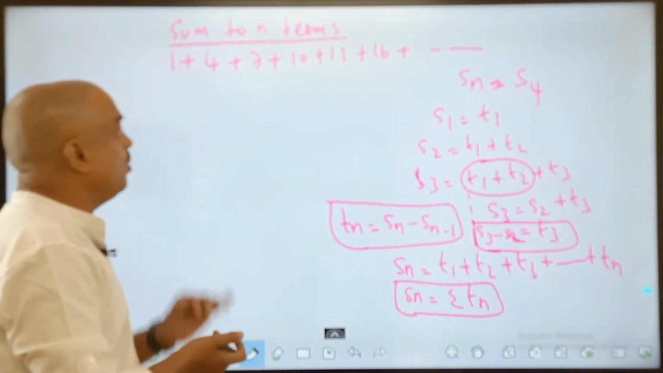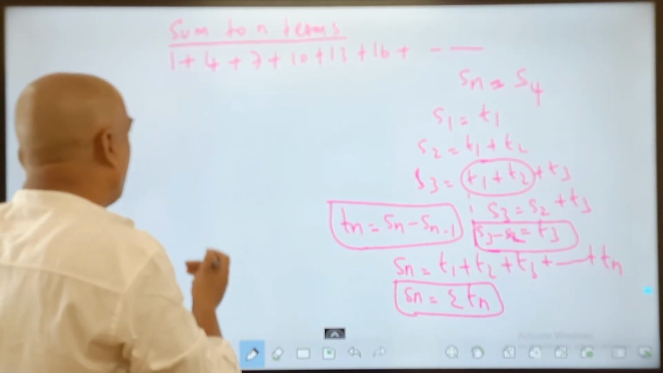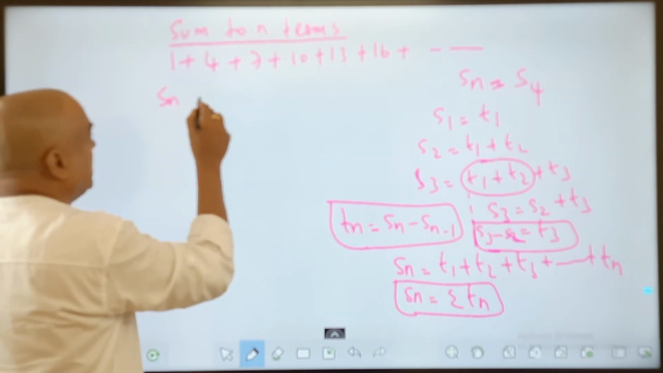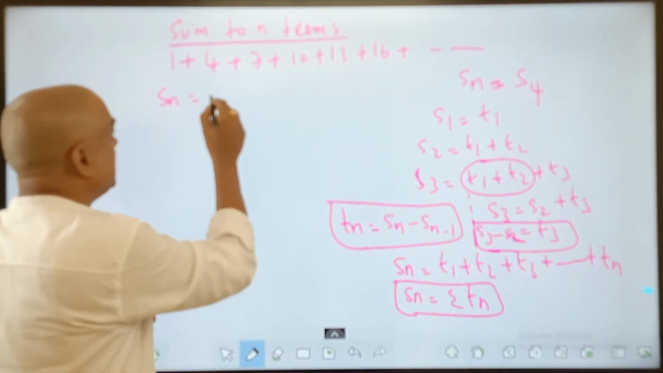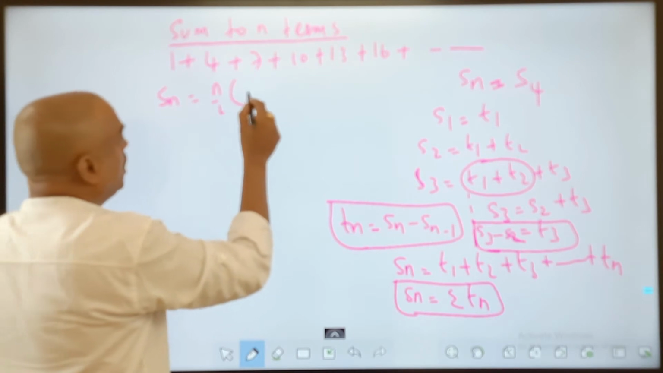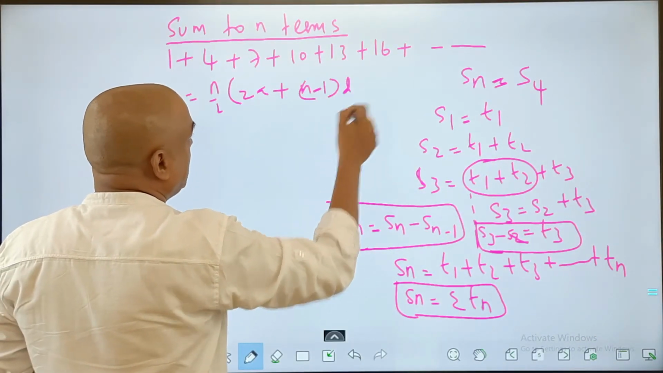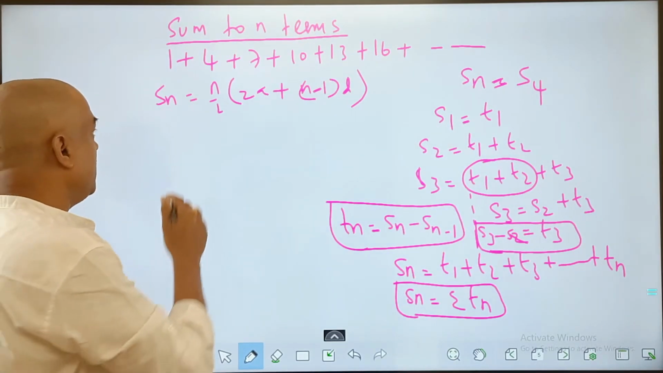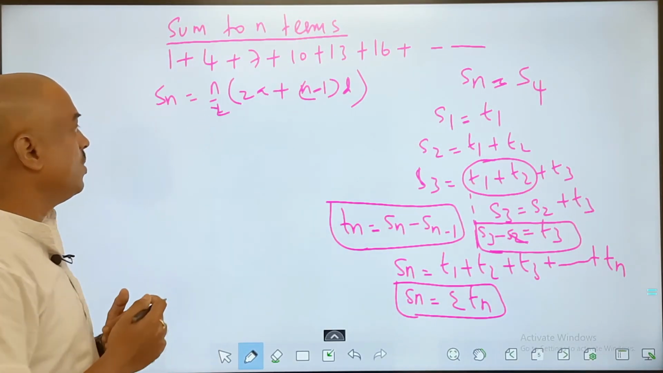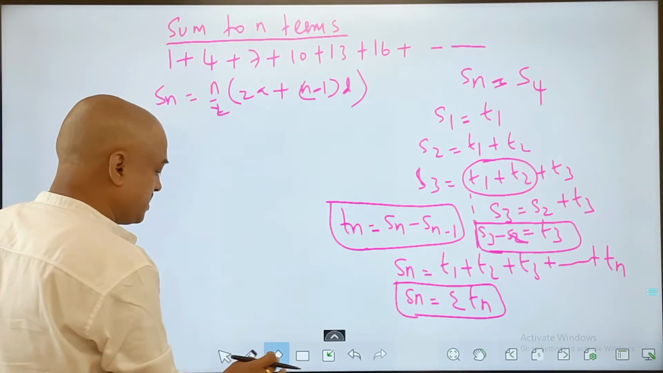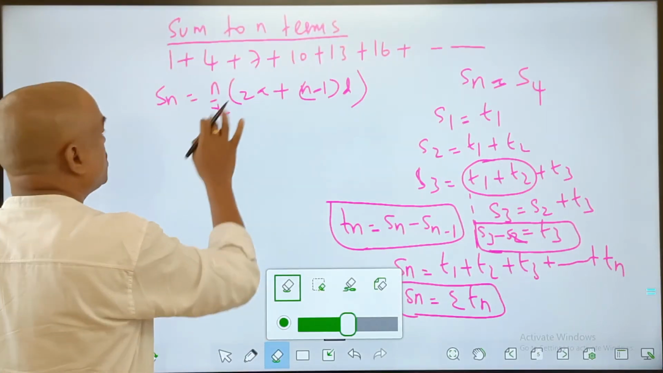So let us now proceed to another point here. What is the formula to find Sn in this case? The formula to find Sn is n by 2, 2a plus n minus 1 into d is called Sn. I repeat, here Sn is equal to n by 2. I just take one small correction over here.